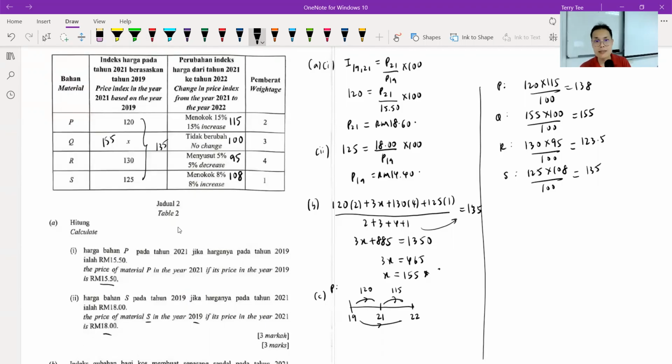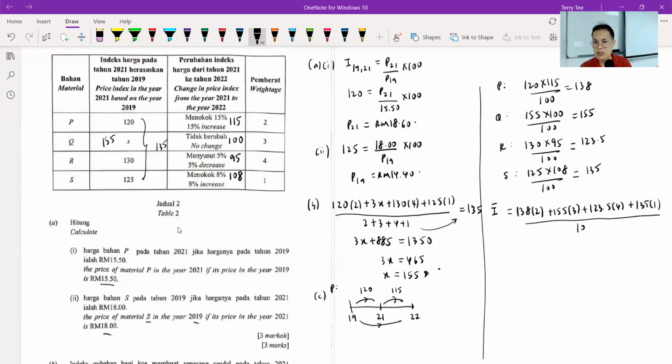So I've got all the indices for year 2019 to 2022. To calculate the composite index, the same thing, right? We take the index 138, multiply by 2. Your weightage remains the same, 2. 155 times 3, 123.5 times 4, and 135 times 1.